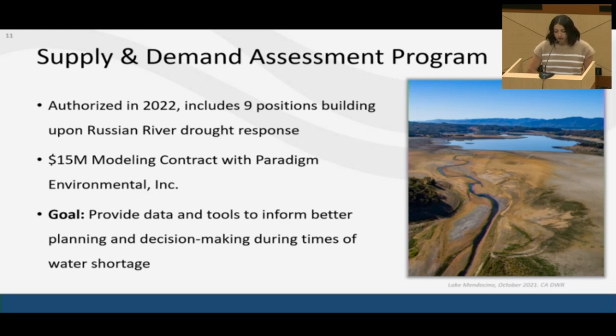In 2022, the board established the Supply and Demand Assessment Program to develop water supply models and demand assessments for new watersheds using an approach similar to what we did in the Russian River. The goal of this program is to provide data and tools to inform better planning and decision-making during times of water shortage. To achieve this, we received funding and are currently contracting with Paradigm Environmental to develop the water supply or hydrologic models to assess water availability in select watersheds.